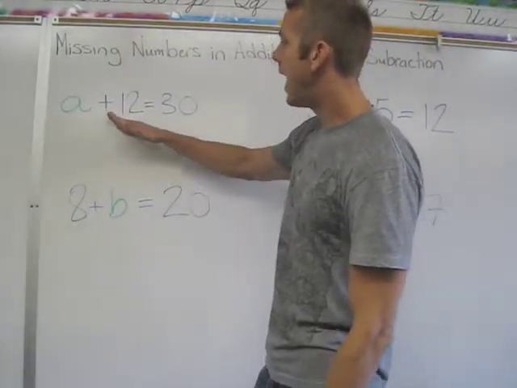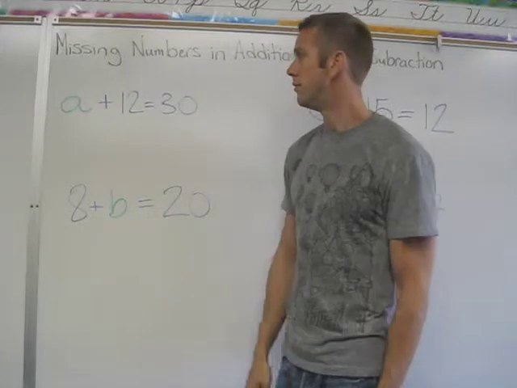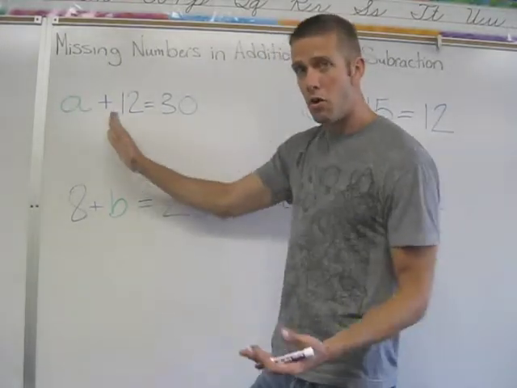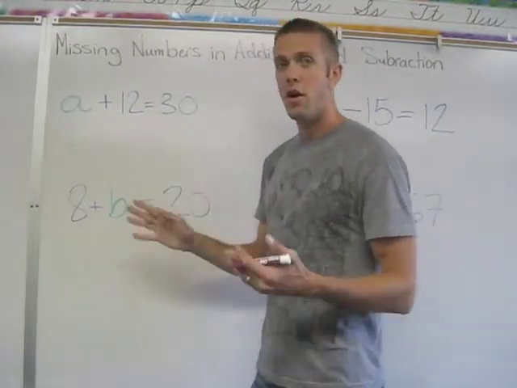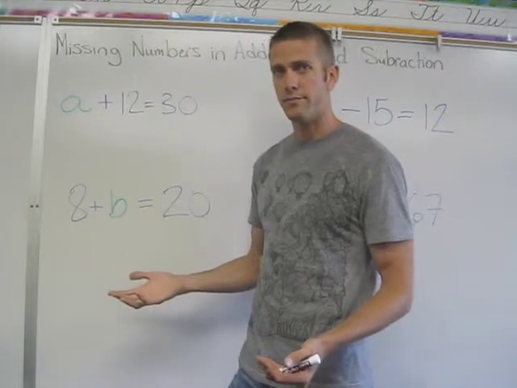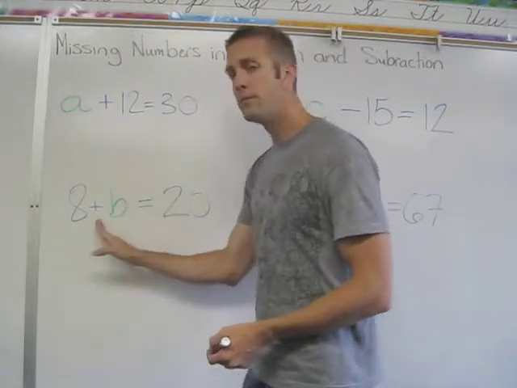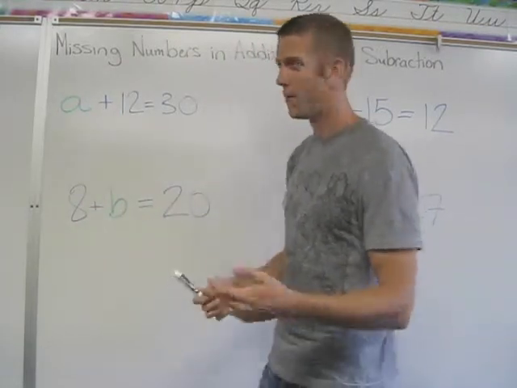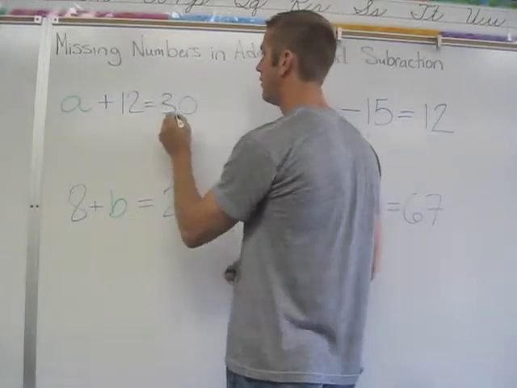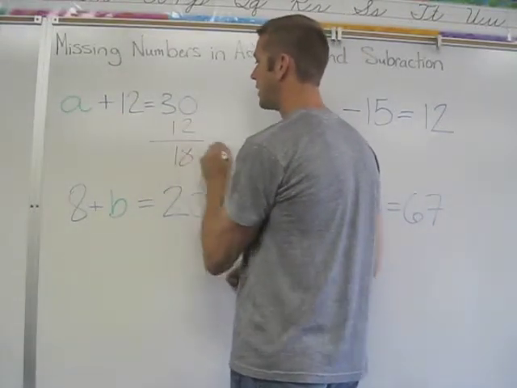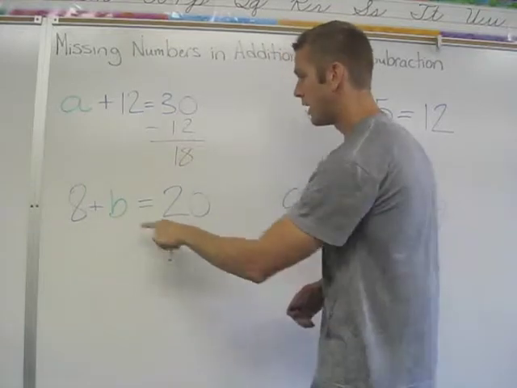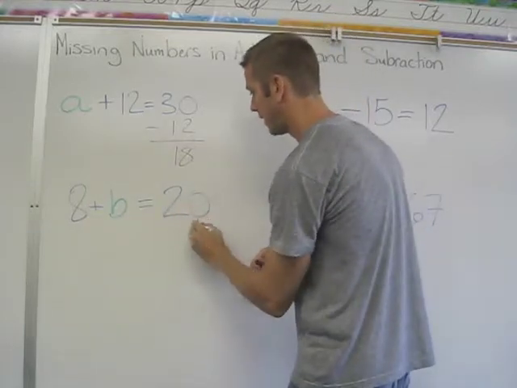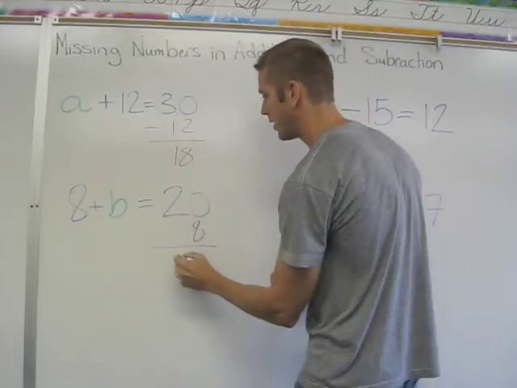Whenever you have an adding problem with the variable, it doesn't matter if the variable's in the front or if the variable's in the middle, all you have to do is subtract the other two numbers. So whenever you see an adding problem, you subtract. Okay? It's the opposite. So subtract the 12 from the 30. You're going to get 18, correct? Try this one. Subtract the 8 from the 20, you're going to get 12.